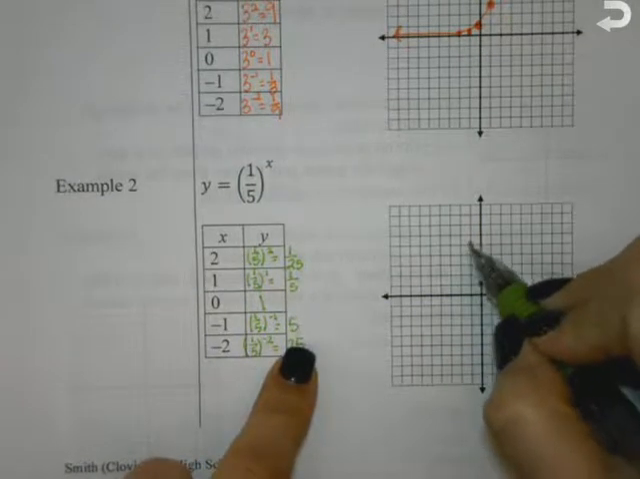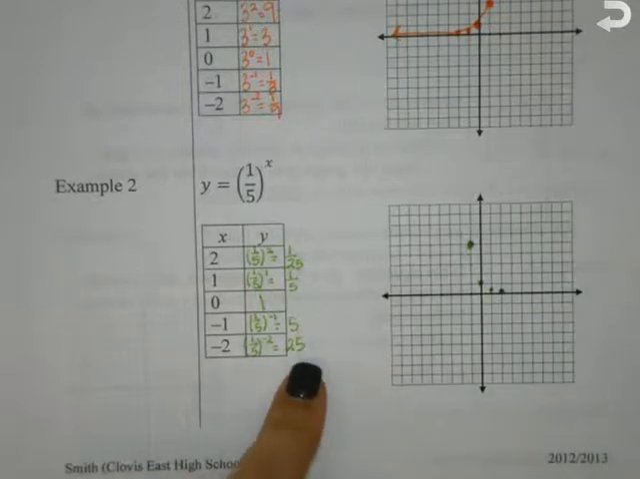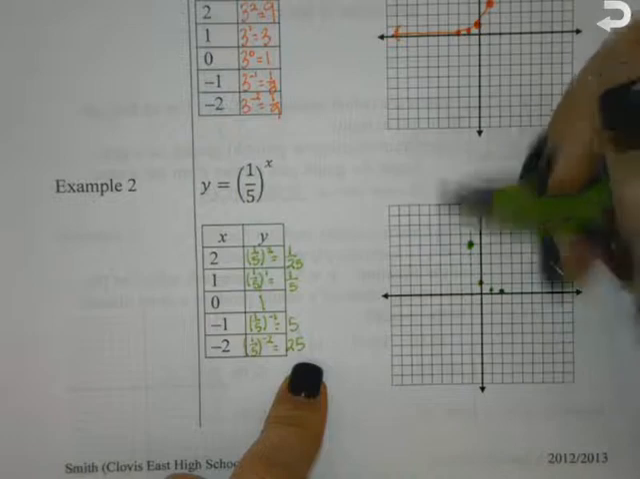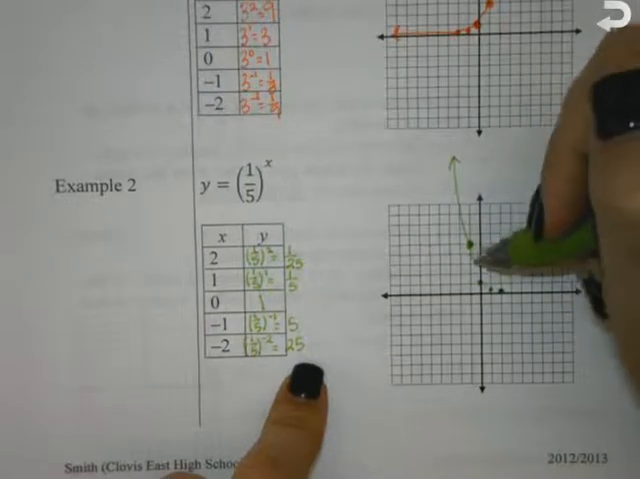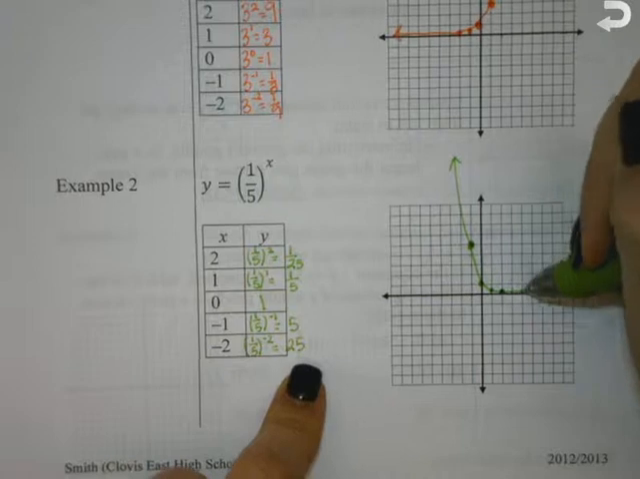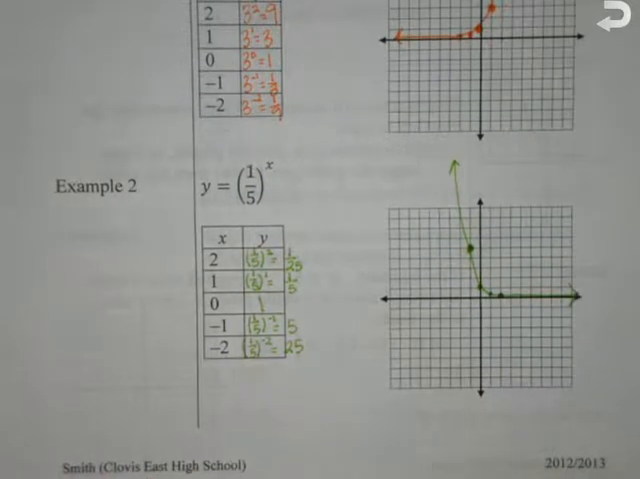And then Ryan asked me, how do we graph -2, positive 25? It's going to go off the graph. So just know that it grows really, really fast. And then connect all the points. Don't cross the x-axis. And that's your exponential.